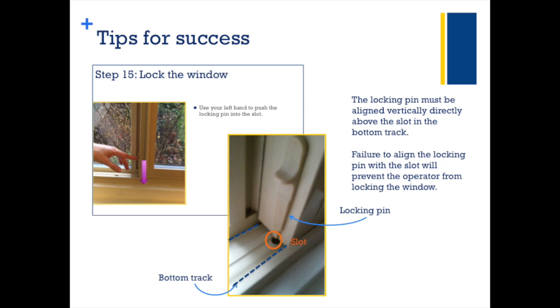When locking the window, the locking pin must be aligned vertically directly above the slot in the bottom track. Failure to align the locking pin with the slot will prevent the operator from locking the window.